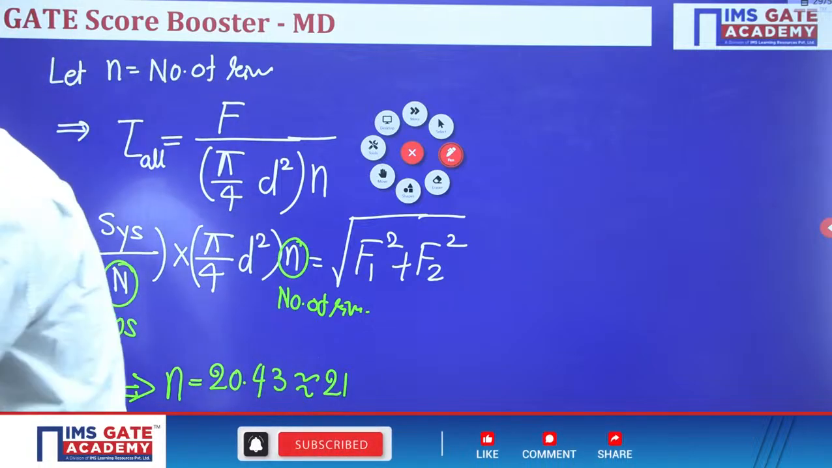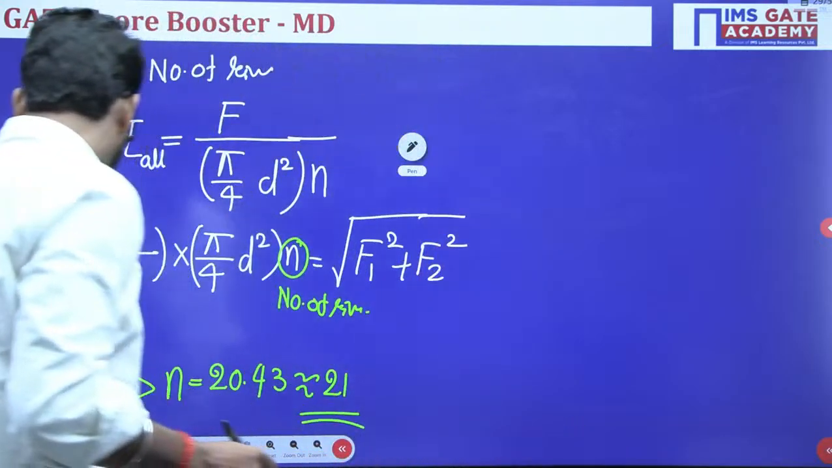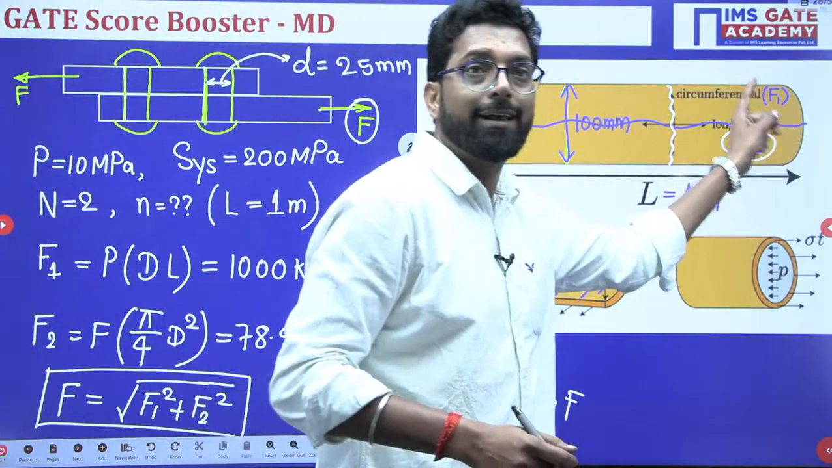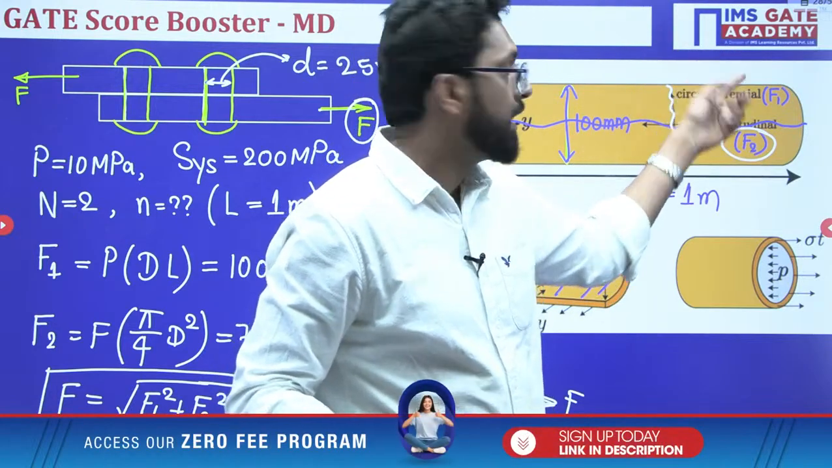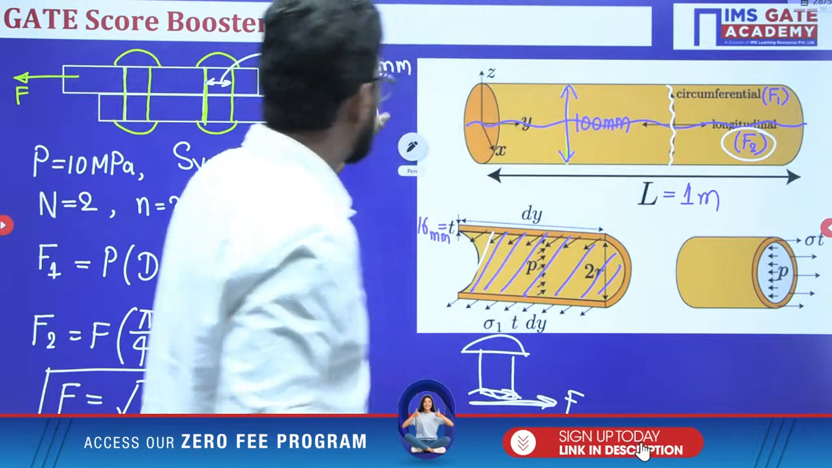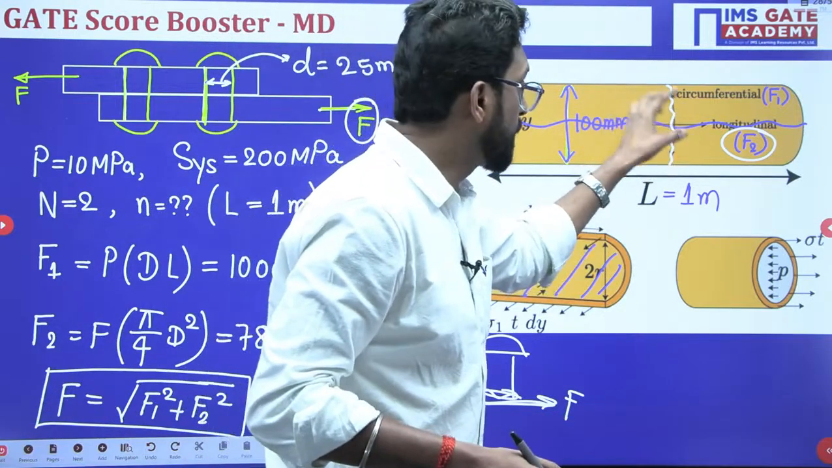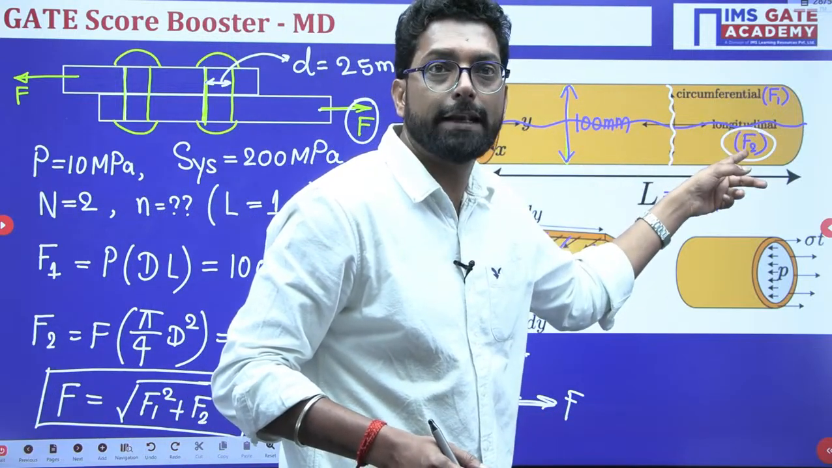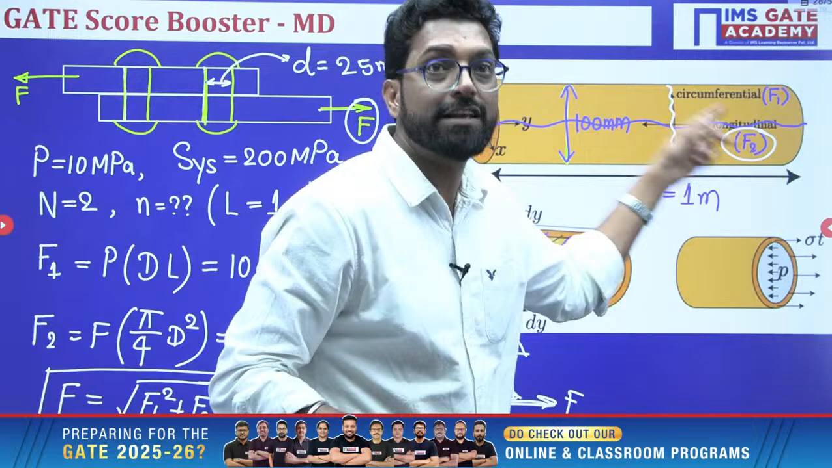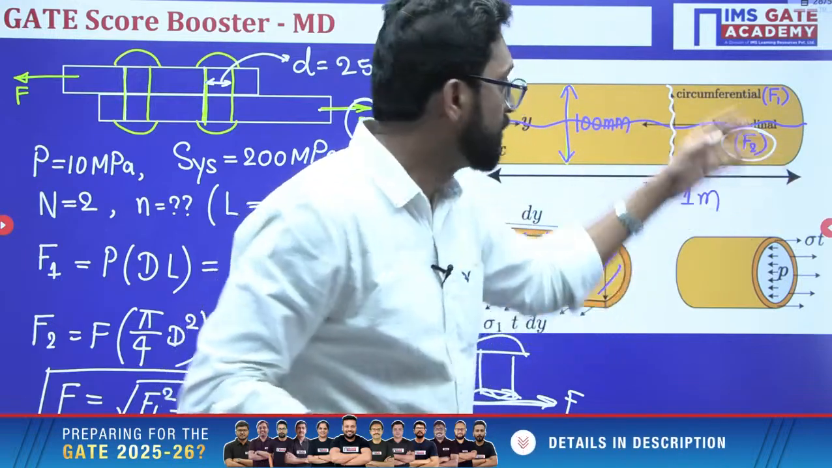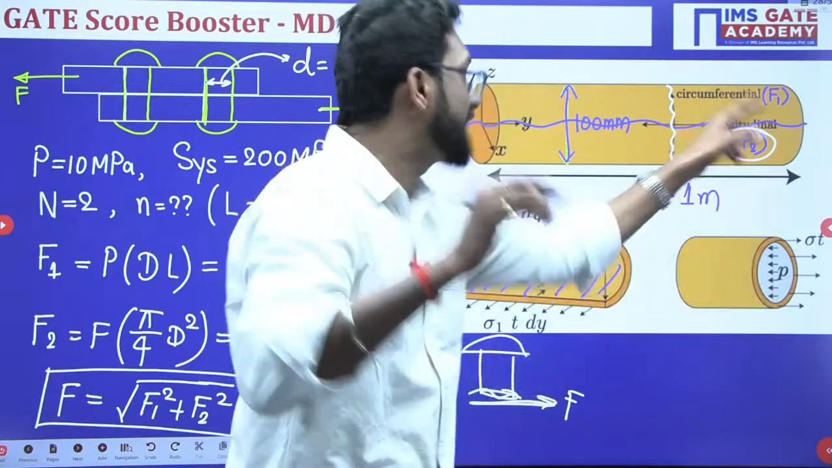So what is that beta? We are calculating the force. This is your longitudinal force and circumferential force, and this is your resultant force on the joint. Due to the pressure, two types of stress will develop in the cylinder, longitudinal and circumferential. With the help of the pressure and corresponding area, we find F1 and F2. Both are perpendicular, so we take the resultant.